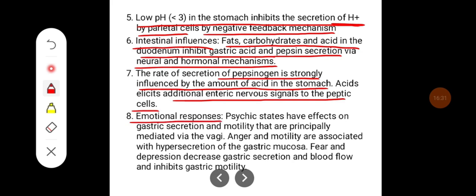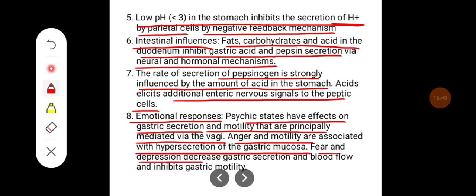Emotional responses. Psychic states have effects on gastric secretion and motility that are principally mediated via the vagi. Anger and hostility are associated with hypersecretion of the gastric mucosa, whereas fear and depression decrease gastric secretion and blood flow and inhibit gastric motility.